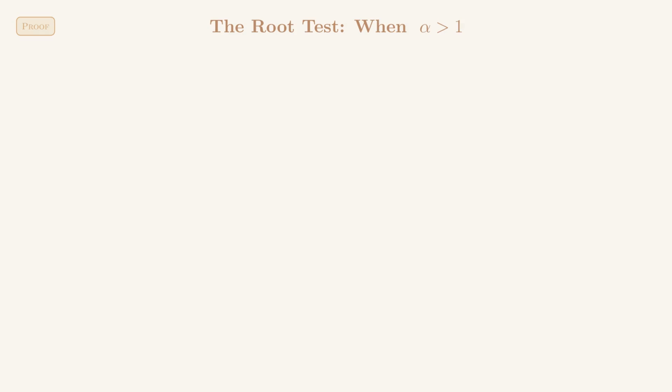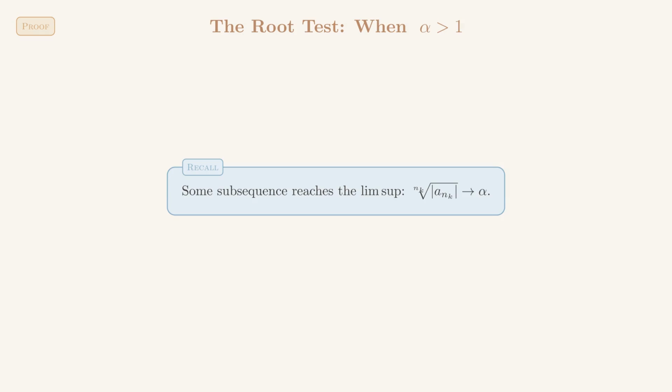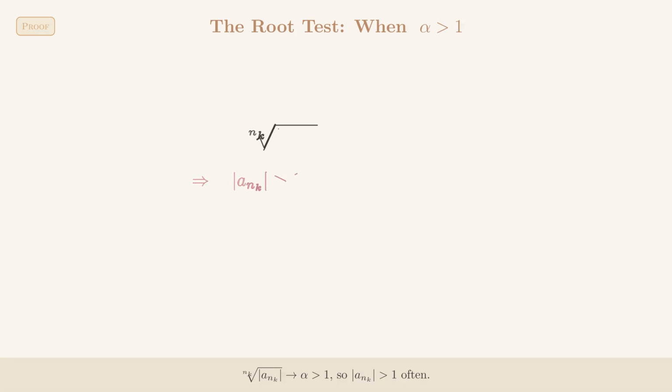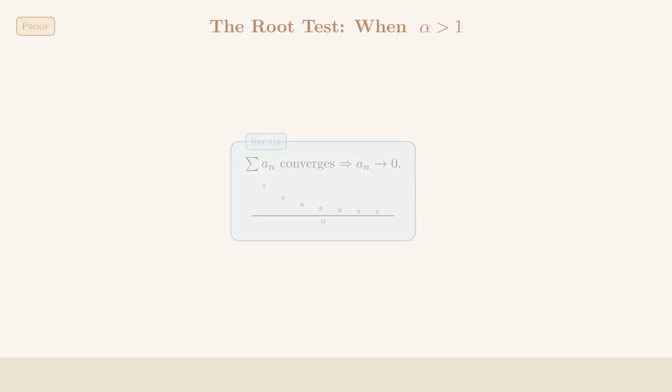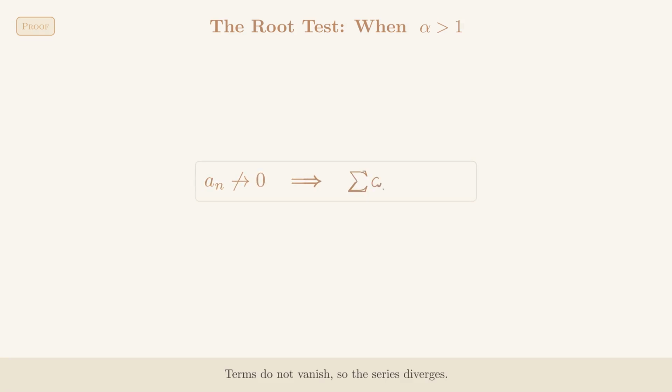When alpha exceeds 1, the roots refuse to settle below 1. Recall that the limit superior is itself the limit of some subsequence of the roots. So a subsequence of the roots tends to alpha, which sits above 1. Past a point, these roots exceed 1, hence the matching terms have absolute value above 1. Recall that in any convergent series, the terms must tend to 0. But here, infinitely many terms have size above 1, so the terms do not tend to 0. The necessary condition fails, and the series diverges.